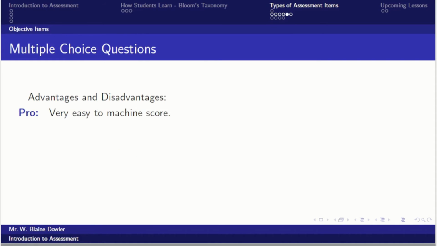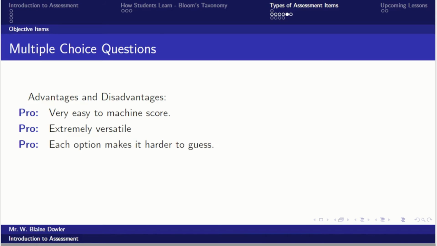Now, multiple choice are still easy to machine score, and there's a lot of scanning machines available to schools that will do this for us automatically as long as you're using the right forms. They tend to be more versatile. Multiple choice questions can make it easy to hit that fourth level of Bloom's taxonomy.